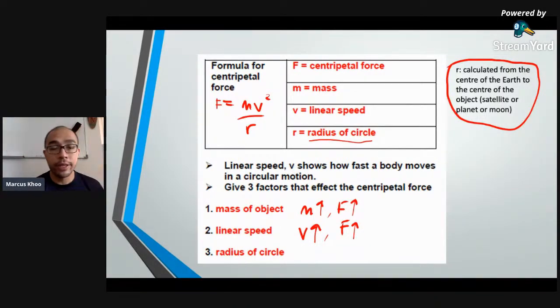If you take a look at the radius of the circle, since the radius is inversely proportional to the force, we find that the bigger your radius, the smaller your centripetal force, which makes sense. If your satellite is further and further away from the Earth, then it's going to have less pull. Remember, we said that the further you are away from the Earth, the less gravitational acceleration you feel. Because of that, the centripetal force also will be much lesser. So we find that generally, the further you are away from the Earth, the slower your satellite moves.